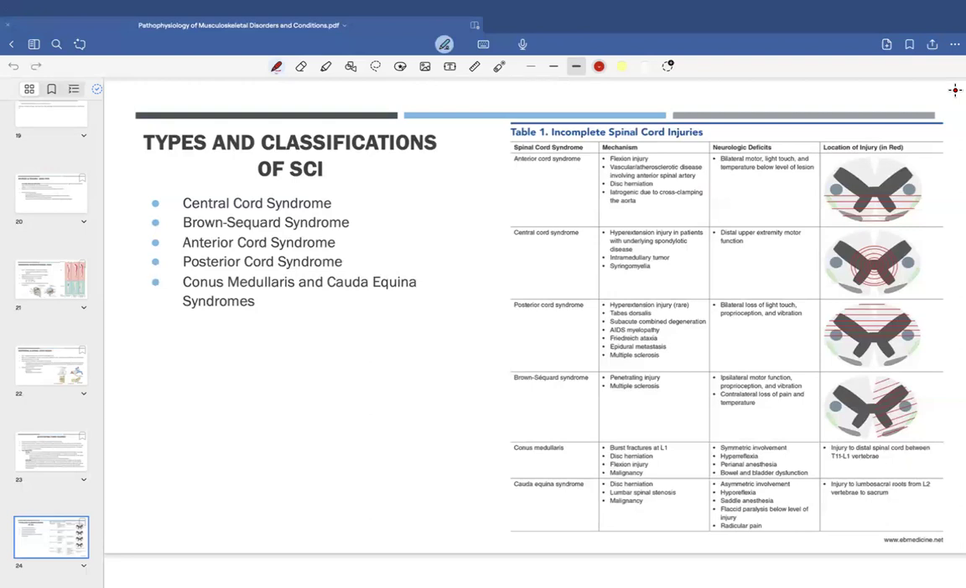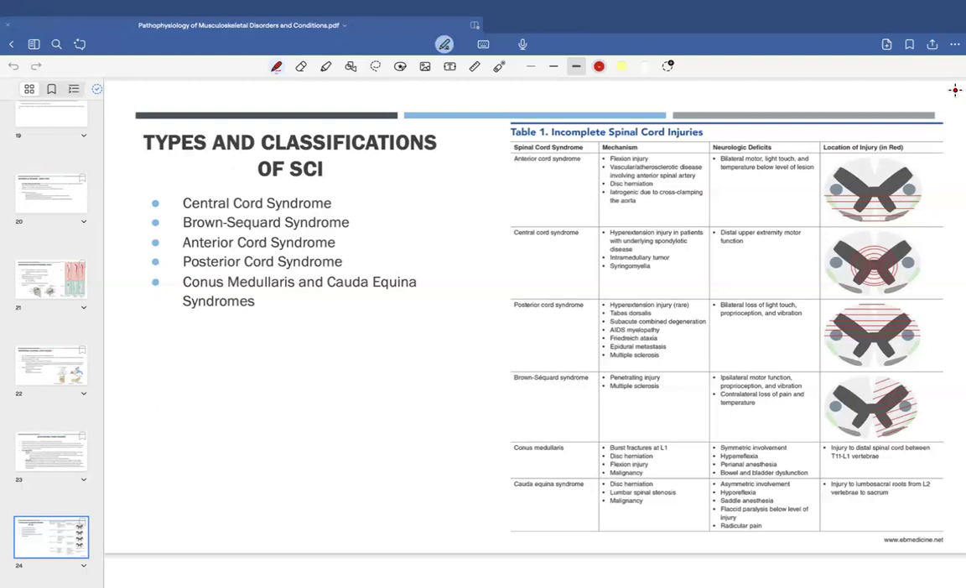So these patients will have bilateral motor, light touch, and loss of temperature sensation below the level of the lesion. Think about what your anterior cord does. These are your ventral, or we call it ventral horn. Dorsal horn is on the other side.